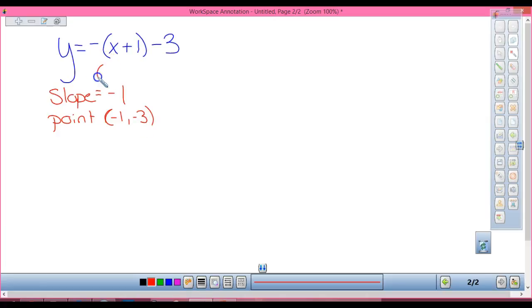Because remember, this needs to be x minus x1. So in order for this to become a plus sign, it's got to be x minus negative 1 is what's going to turn that into a plus sign, right? Okay, so it's always going to be opposite what the sign is inside the parentheses. What do you notice about outside the parentheses? It's the same sign.